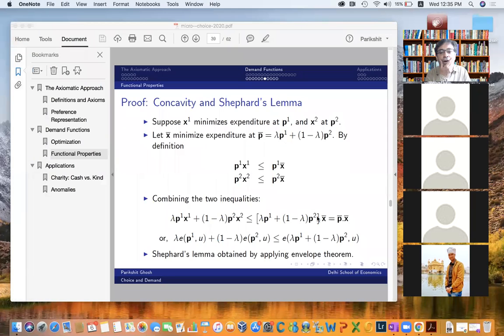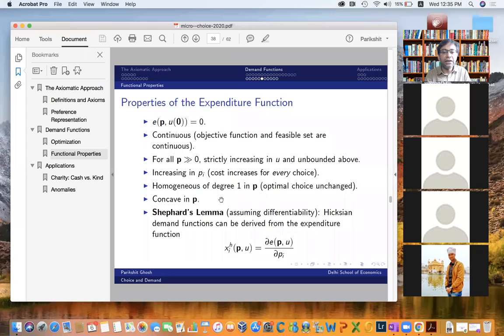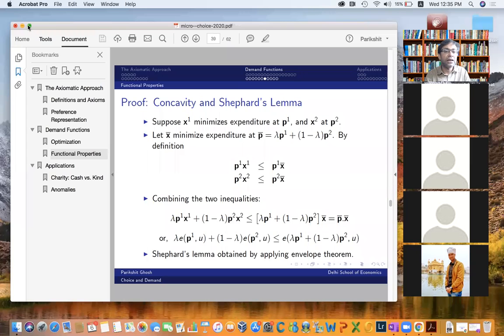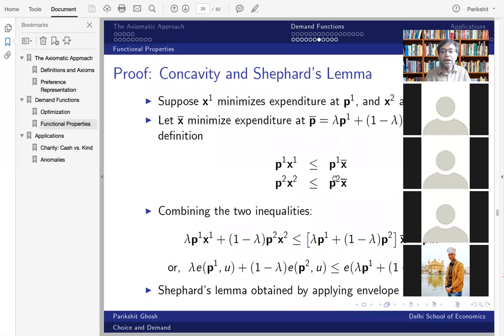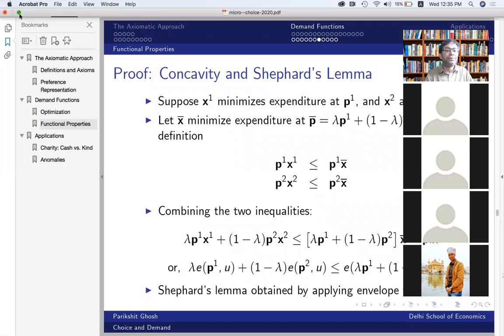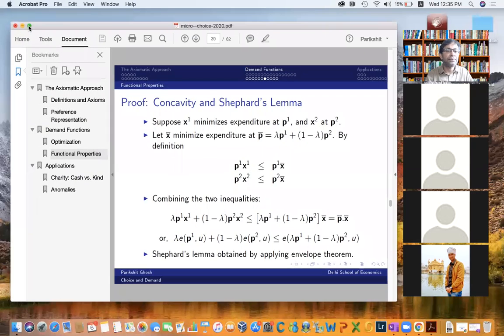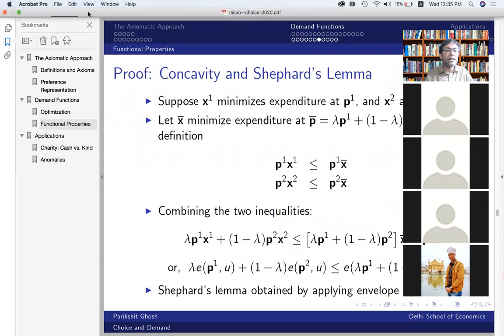Okay, so getting back to the slides, as I said, there's a claim here that the expenditure function is concave in prices, right? The way we can prove it is just show that the inequality definition of concave functions that I just described is satisfied, right? That's one way to show it. And that's what I've done here.